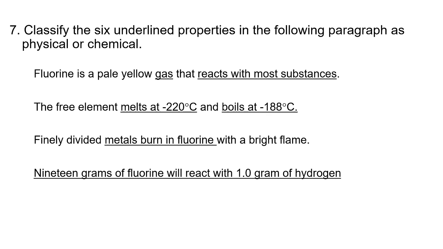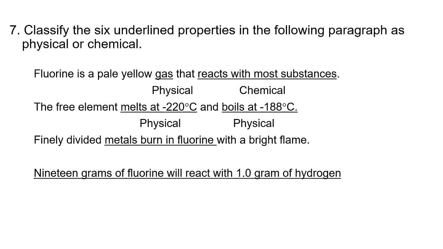Classify the 6 underlined properties in the following paragraph as physical or chemical. So in the first sentence, it says fluorine is a pale yellow gas that reacts with most substances. Describing this particular element as a gas is a physical property because it's the state at which it exists, and indicating that it reacts with most substances indicates a chemical property. Given that it melts at negative 220 degrees Celsius and it boils at negative 188 degrees Celsius, these are physical properties because they deal with changes in state.